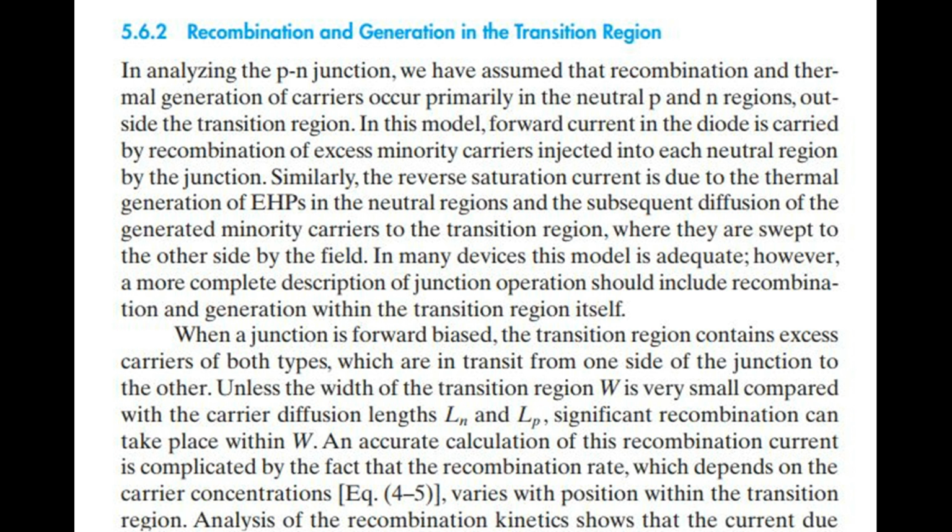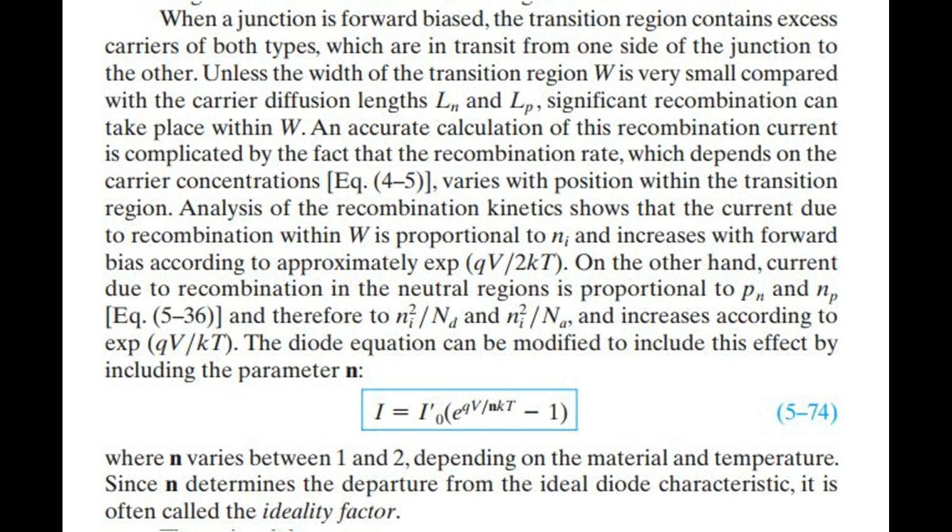However, a more complete description of junction operation should include recombination and generation within the transition region itself. When a junction is forward biased, the transition region contains excess carriers of both types, which are in transit from one side of the junction to the other. Unless the width of the transition region W is very small compared with the carrier diffusion lengths Ln and Lp, significant recombination can take place within W. An accurate calculation of this recombination current is complicated by the fact that the recombination rate, which depends on the carrier concentrations, EQ 4.5, varies with position within the transition region.